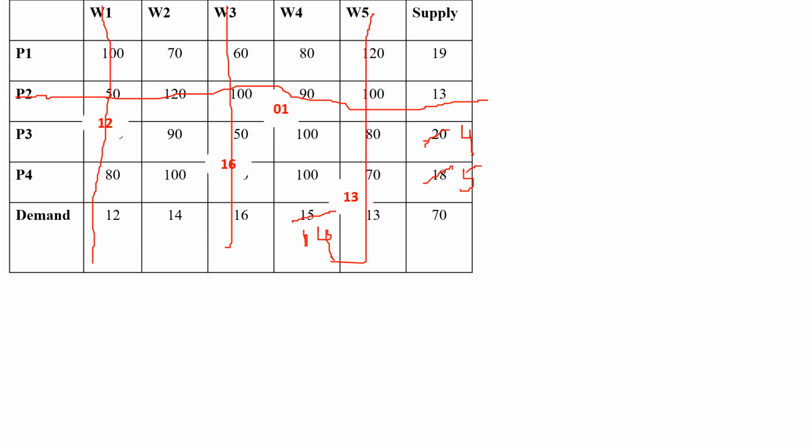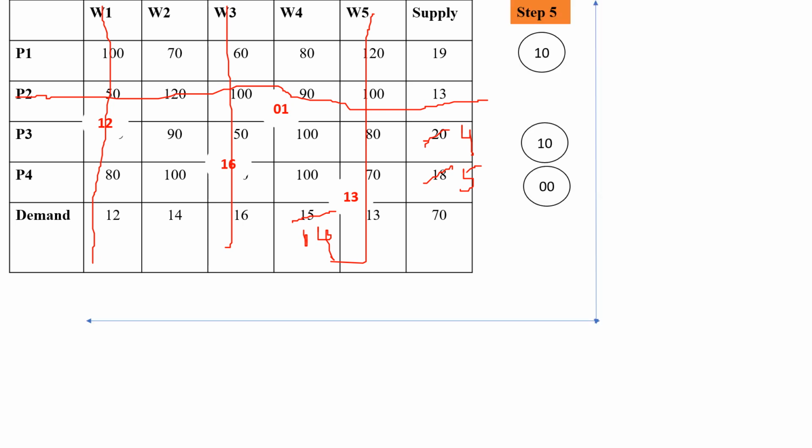In step number 5, row wise, P1 or plant 1 has a minimum of 2 entries, that is 70 and 80, difference is 10. P3, 90 and 100, difference is 10. P4, 100 and another 100, the difference is 0. Similarly, column wise operations, in W2, 90 and 70, difference is 20.